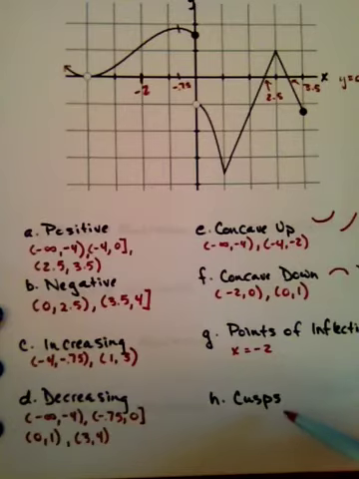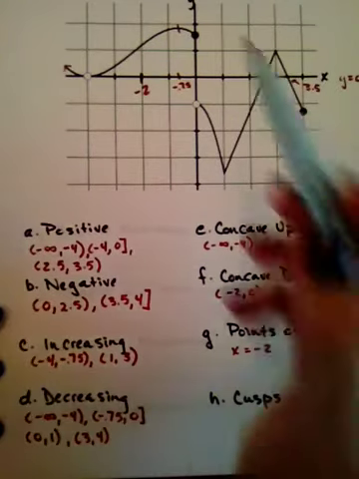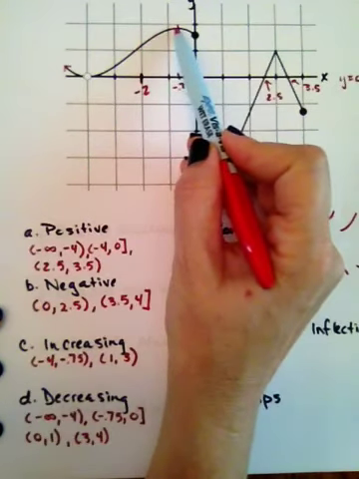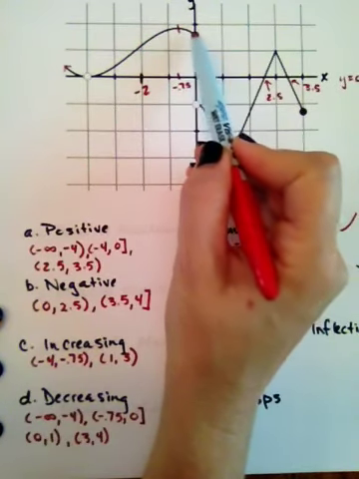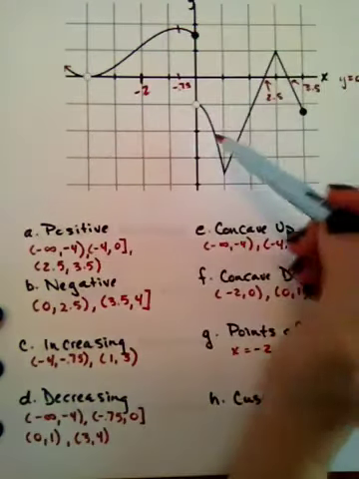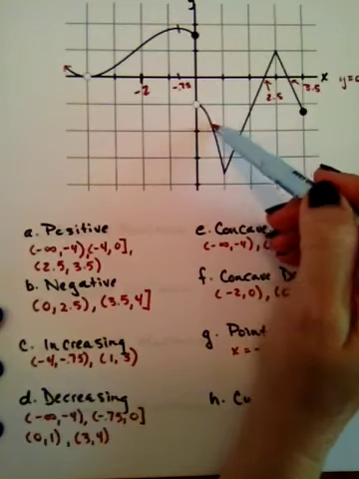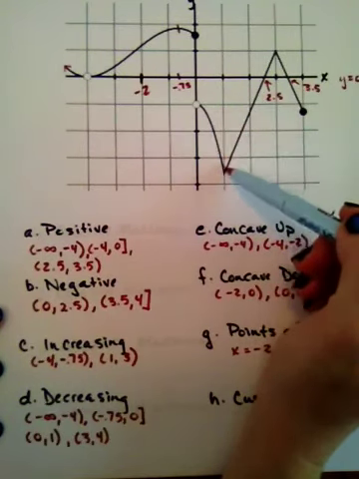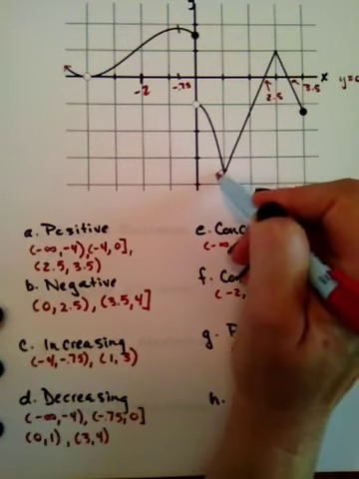Cusps. Cusps are defined as basically sharp turns. So what you're looking at are places where the slope coming in from the left-hand side and the slope coming in from the right-hand side don't match. So if you pick a point like this, the graph is flattening out and you have a slope heading towards 0. If you come in from the other side, the same thing is true. The slopes match. But if you look down here, the slope coming in is negative and getting steeper. If you come in from the other side, it's positive and you have a sharp turn.